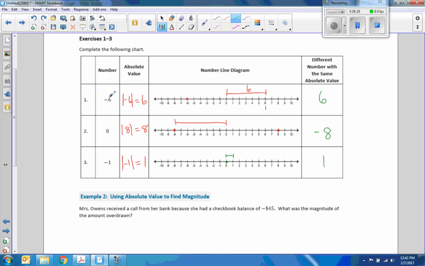So notice what happened here. Negative 6, the other number that has an absolute value of 6 is 6. The other one, 8, negative 8, negative 1, 1. Okay? They all have an absolute value of their positive value.